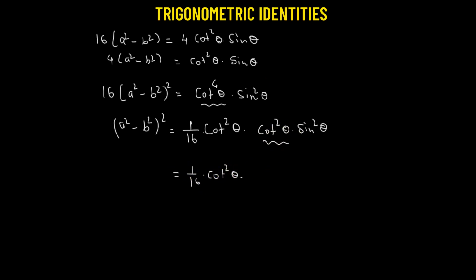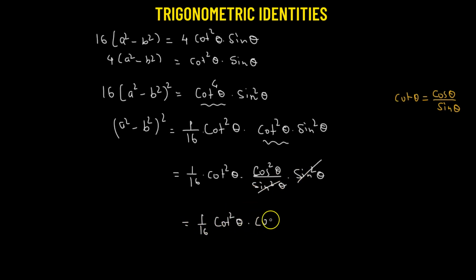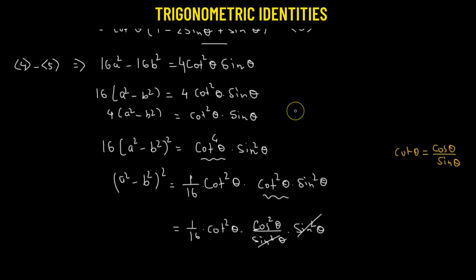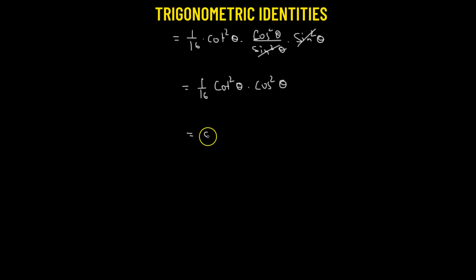Now cotangent squared theta, we know that the cotangent function is the ratio of cosine theta to sine theta. That means cotangent squared theta becomes cosine squared theta divided by sine squared theta, multiplied by sine squared theta. So we can cancel out sine squared theta from the numerator and the denominator, and this finally leaves us with 1 over 16 times cotangent squared theta times cosine squared theta, and we have already obtained this value. This equals ab, as given in equation number 3.